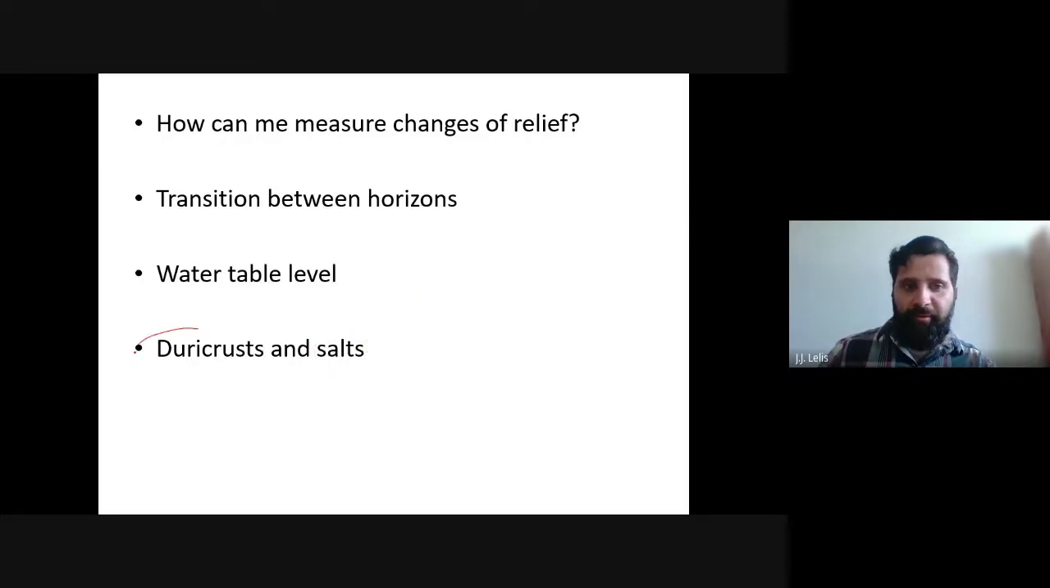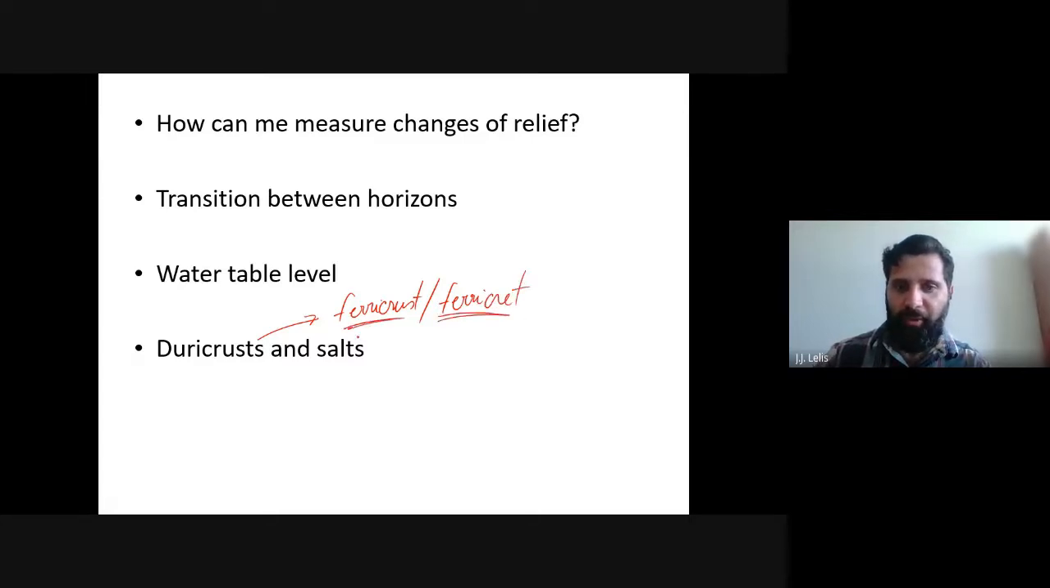The duricrusts are different. They are not only formed in the surface, it depends on the kind of duricrust that you are talking about. You can find something like ferricrust or ferricrete, depending if you are French or you're speaking Portuguese or English, okay?